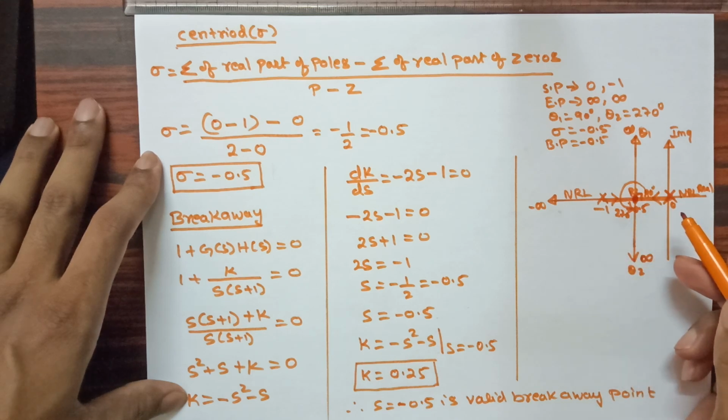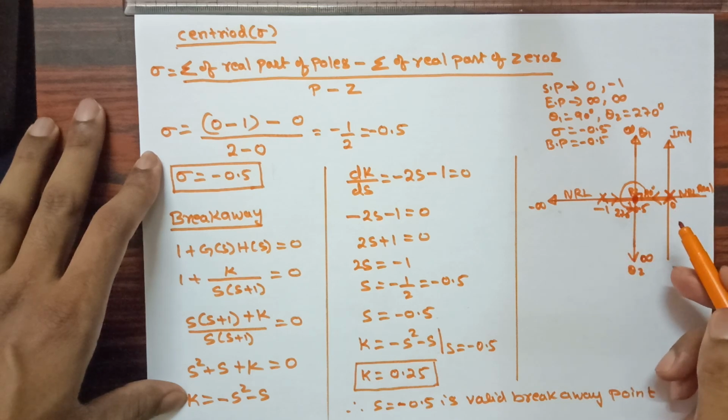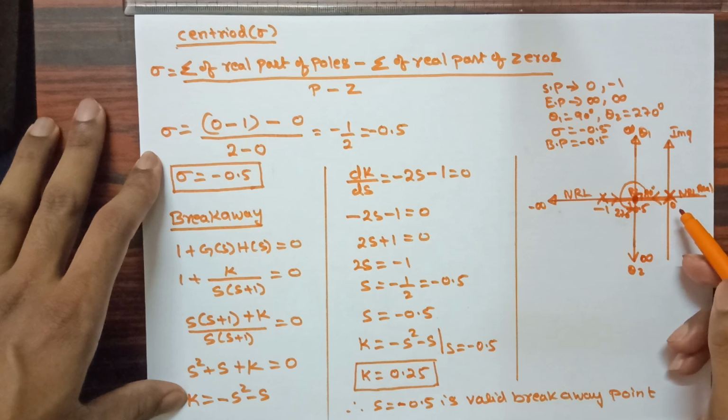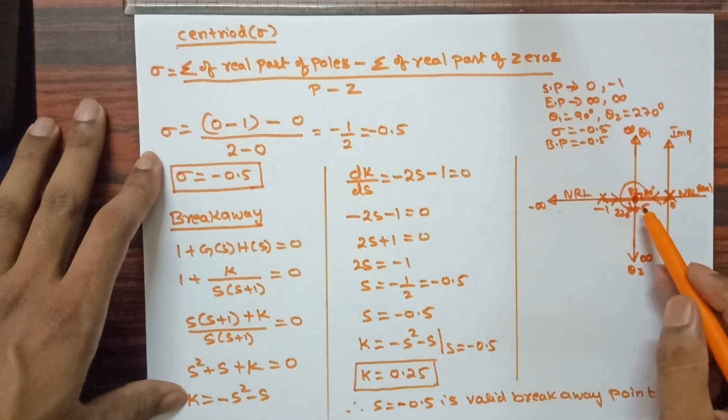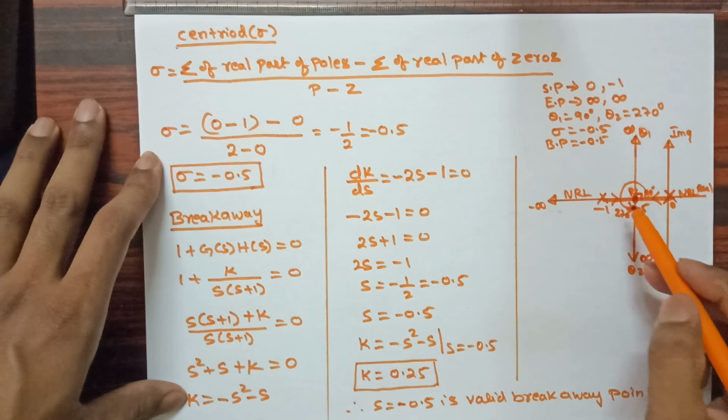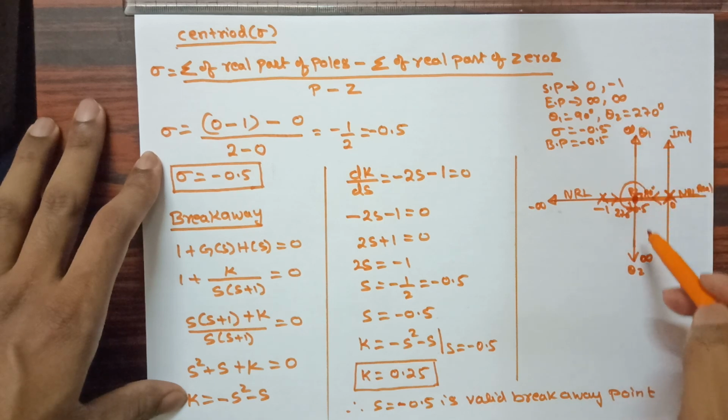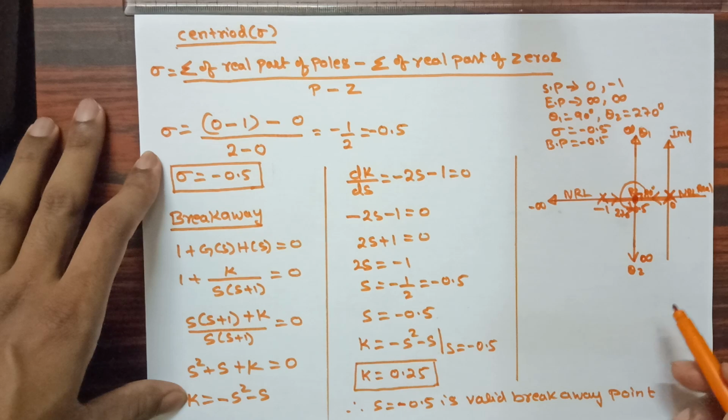The same thing you need to draw on the graph sheet using a proper scale on the x-axis and y-axis. We have the breakaway point and centroid at the same point, so we have shown on the angle itself the 90 degree locus and the 270 degree locus. So this is the root locus sketch.